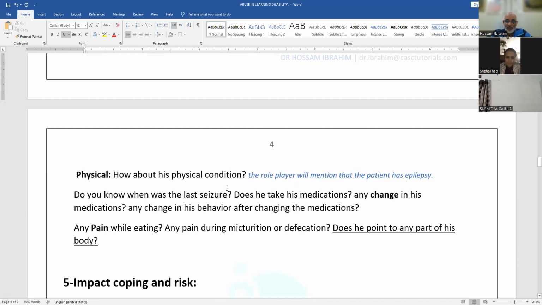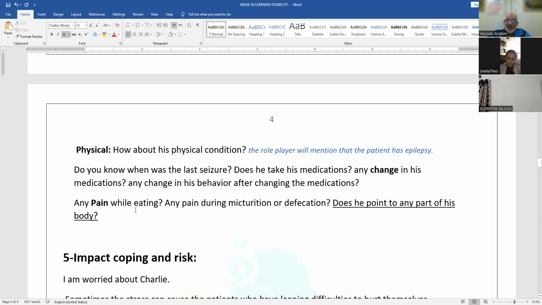Clever that you asked me about this, that if he has any physical problem, but you should ask in particular if he has any pain during eating, any pain during defecation. Does he point to any parts of his body? Those who have low IQ usually point to any part of their body which they are not comfortable with. Do you know when was the last seizure? You ask about the seizure, but ask in particular about the common causes of the agitation in the low IQ, which is pain during eating, pain during going to the bathroom, and if he is pointing to any part of his body.